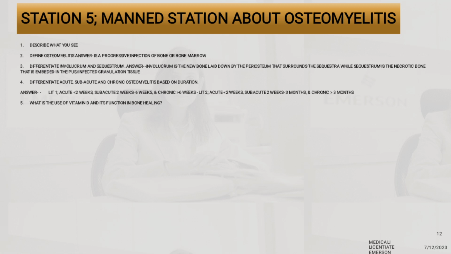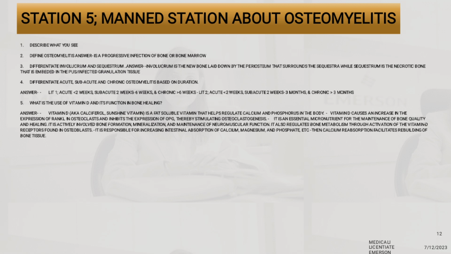What is the use of vitamin D? Vitamin D, also known as calciferol or the sunshine vitamin, is a fat soluble vitamin that helps regulate calcium and phosphorus in the body. It causes an increase in expression of RANKL in osteoblasts and inhibits expression of OPG, thereby stimulating osteoclastogenesis. So it is an essential micronutrient for the maintenance of bone quality and bone healing. It is actively involved in bone formation and mineralization and maintenance of neuromuscular functions.